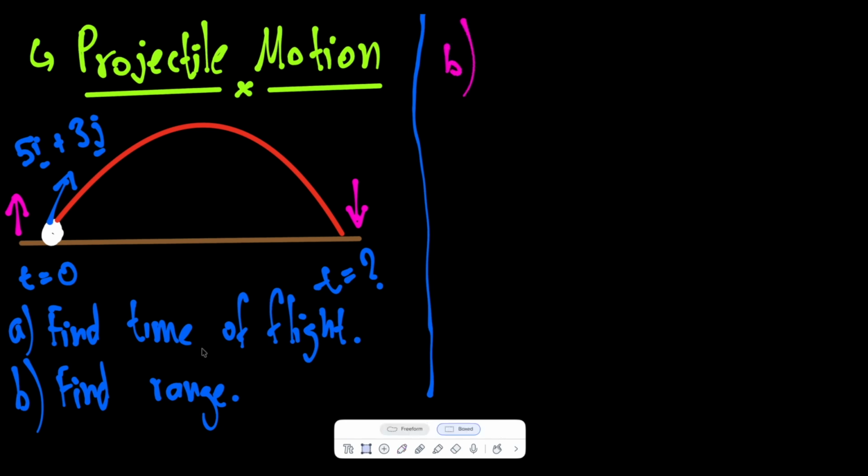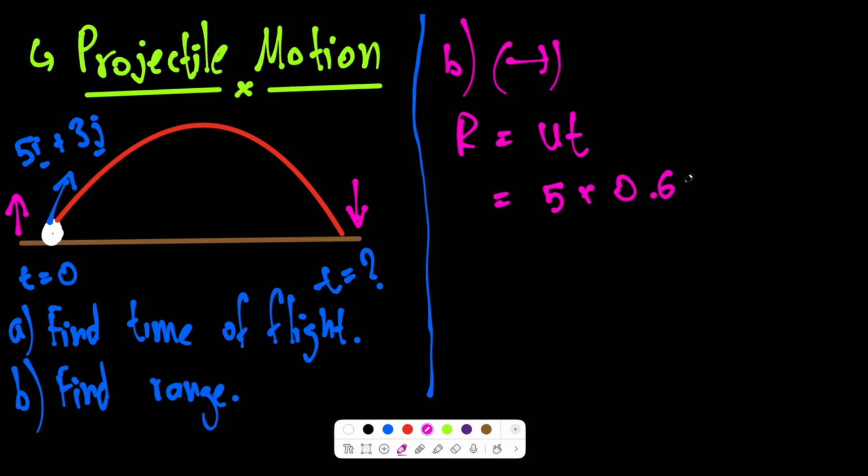Moving on to part B, we are asked to find the range of the ball as it moves along this plane, and the range is considered along the horizontal plane. Let me take the right to be the horizontal direction. Range is equal to the horizontal velocity times the time, which can be derived using v equals d over t. So the range will be the horizontal component of velocity, 5, times the time as seen earlier, 0.612, and our final answer will be 3.06 meters.